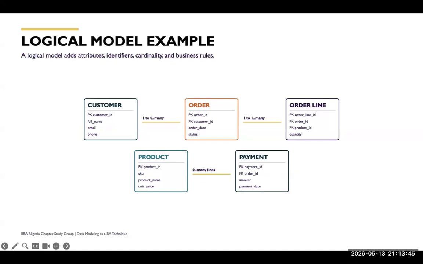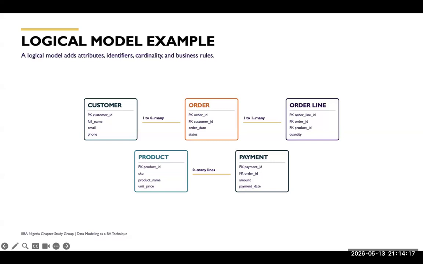We have the customer. So attributes are the details about the entity. So we have the full name, the email, the phone. Under the order, we have the order date, the status, and other things. We also have relationships. Can we see that the relationship we have, one to many, zero to many? So a customer can have zero to many orders. An order can have one to many order lines. A product as well. We have those relationships.